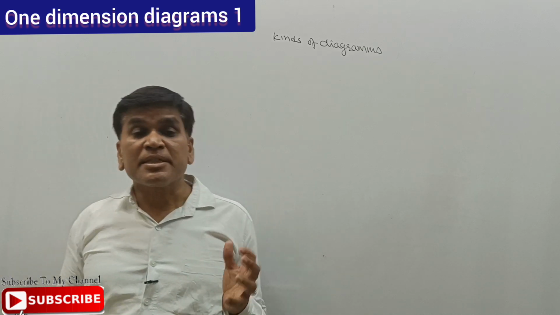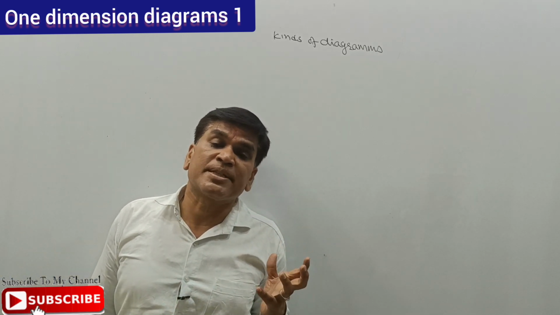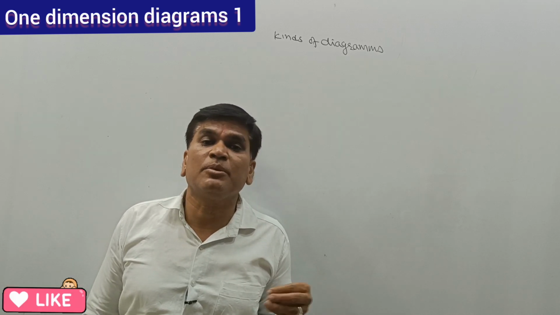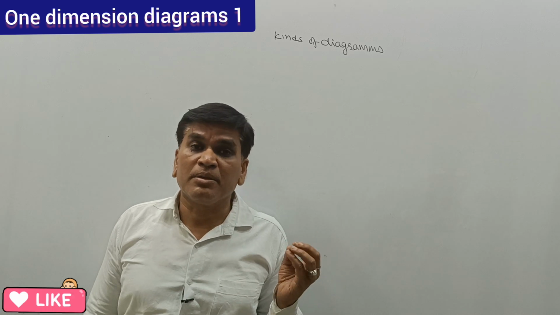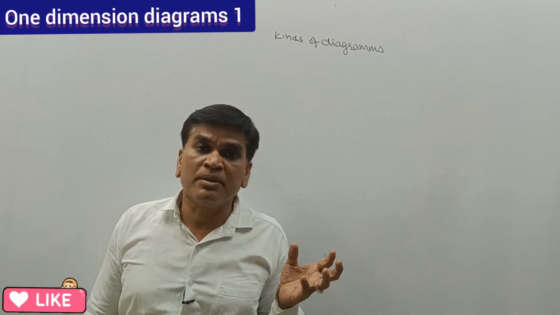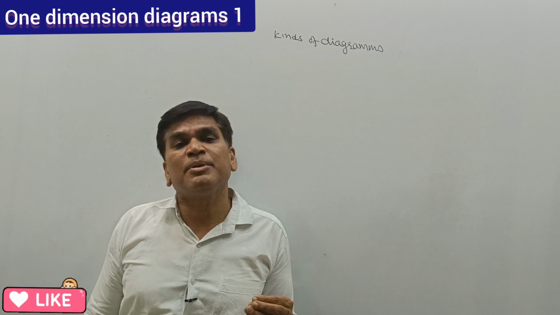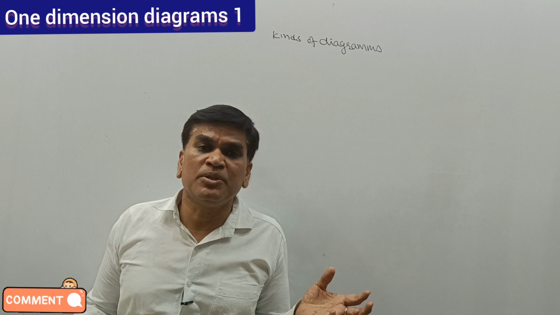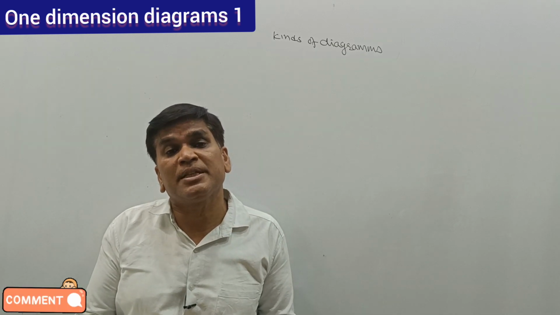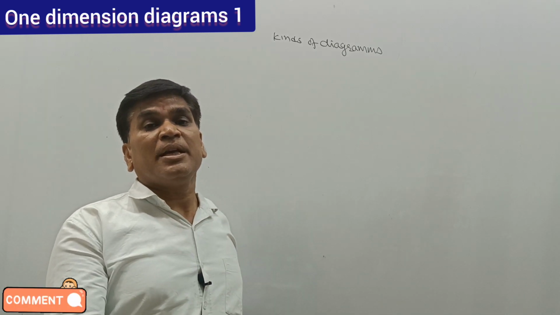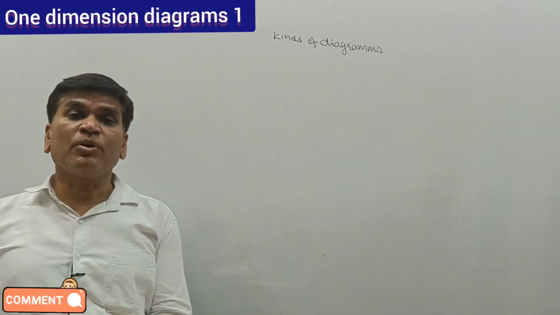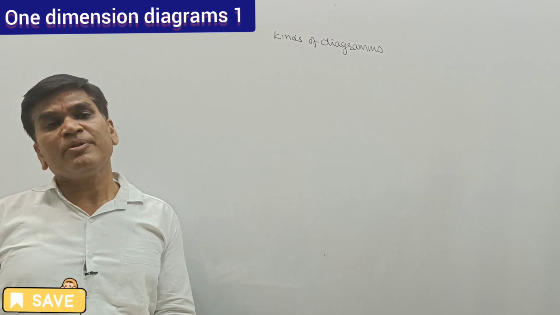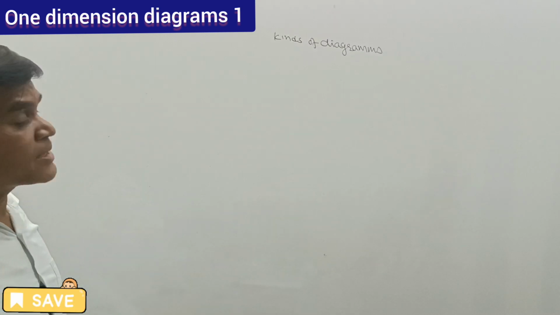So these are the 6 types of diagrams: one dimension diagram, two dimension diagram, three dimension diagram, pictogram or picture diagram, and then business charts. If you go to the stock market, you will see so many diagrams, that is called a chart diagram. And the last type of diagram, which we already discussed, is the cartogram. So in today's video we will discuss how to make a one dimensional diagram.